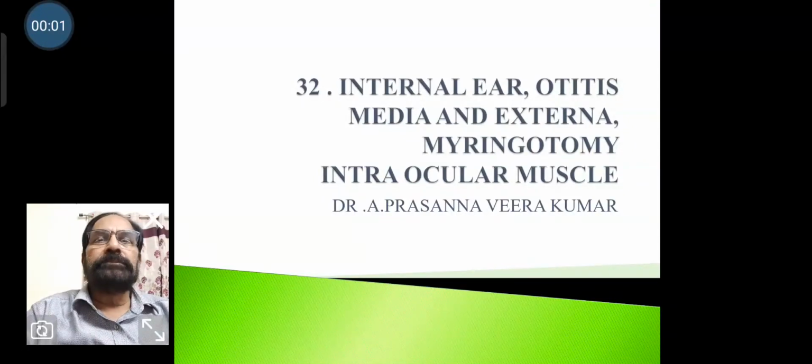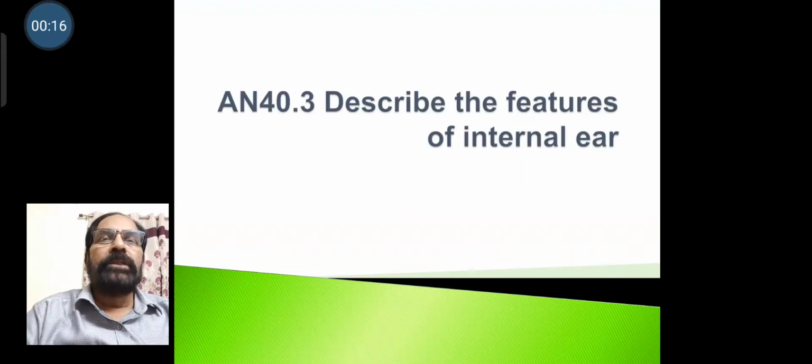The internal ear, otitis media and externa, myringotomy and intraocular muscle. So first we'll start with the competency describing the features of internal ear.